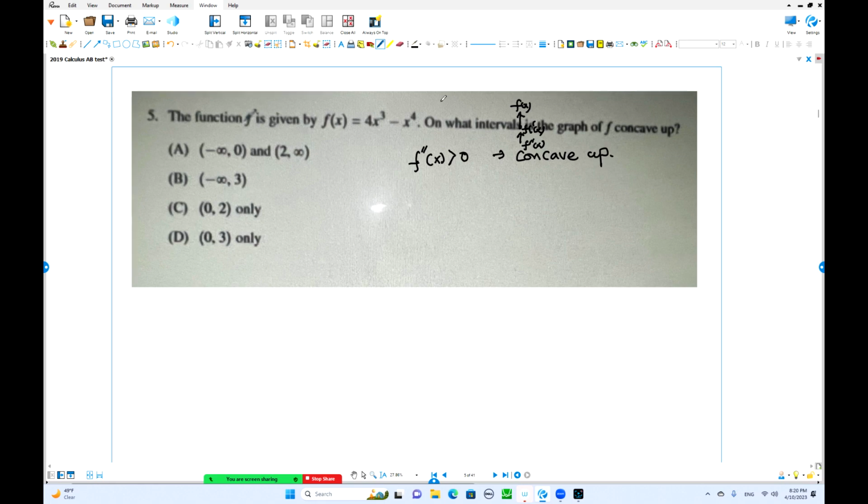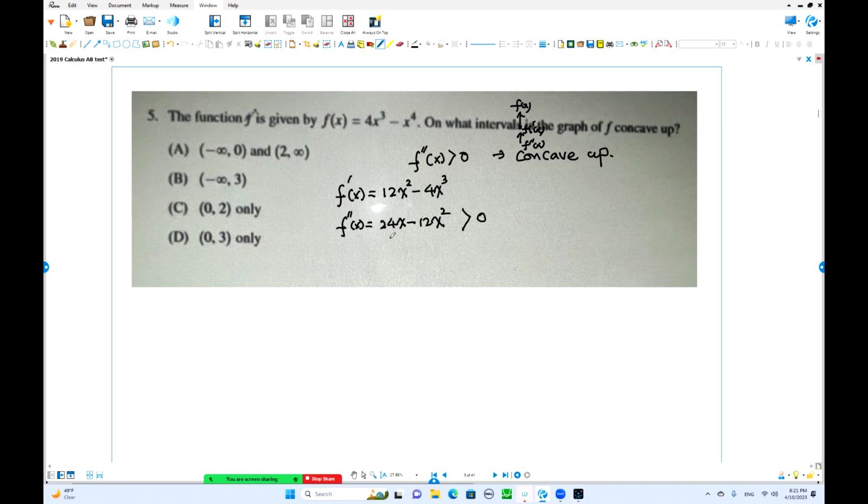Now let's find the second derivative. First derivative is this one. 3 moves down, 4 times 3 is 12x squared, minus 4 times x cubed. One more time, second derivative equals 12 times 2 is 24x minus 12x squared. Now we're going to check where this is positive. We have to solve an inequality.